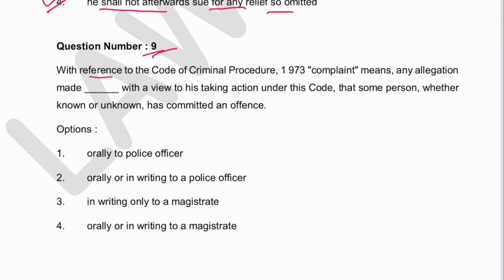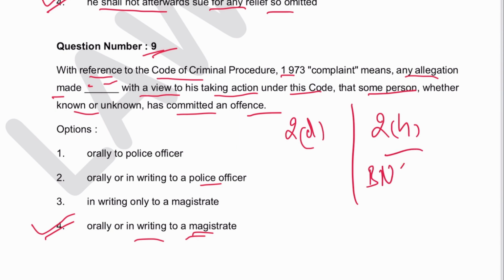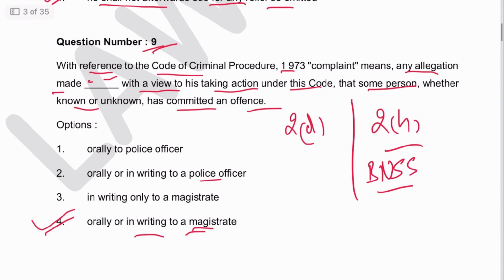Next is 9. With reference to CRPC, 1973, complaint means any allegation made orally or in writing with a view to his taking action under this code that some person, whether known or unknown, has committed an offense. To whom is it made, orally or in writing, to a police officer or magistrate? Magistrate. 4 is the answer. Section is section 2D, definitions in CRPC. Now the section has been changed, obviously. It has become now section 2H in Bharatiya Nagarik Suraksha Sanhita.